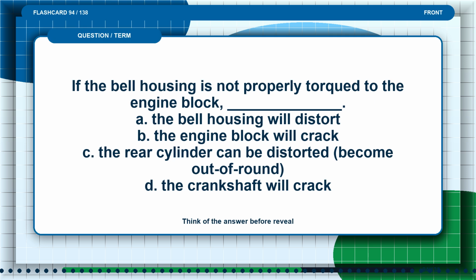Flashcard 94. If the bell housing is not properly torqued to the engine block, A, the bell housing will distort. B, the engine block will crack. C, the rear cylinders can be distorted and become out of round. D, the crankshaft will crack. Pause and think of the answer before the reveal.